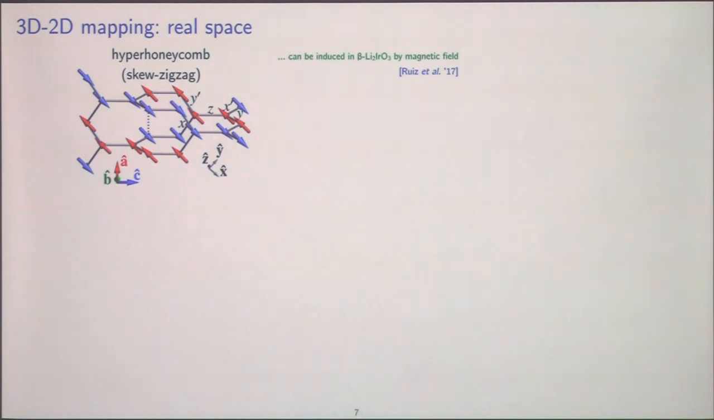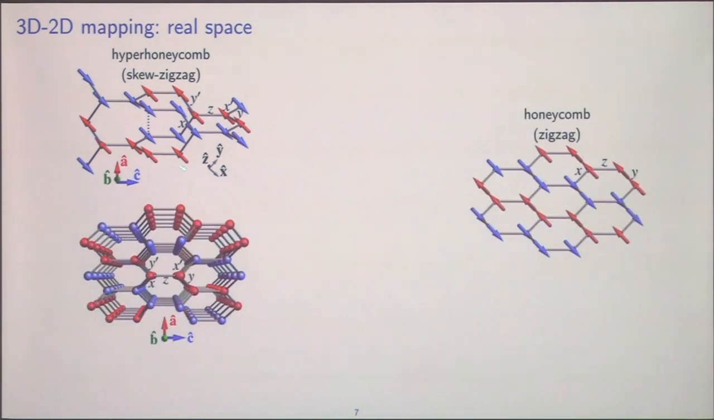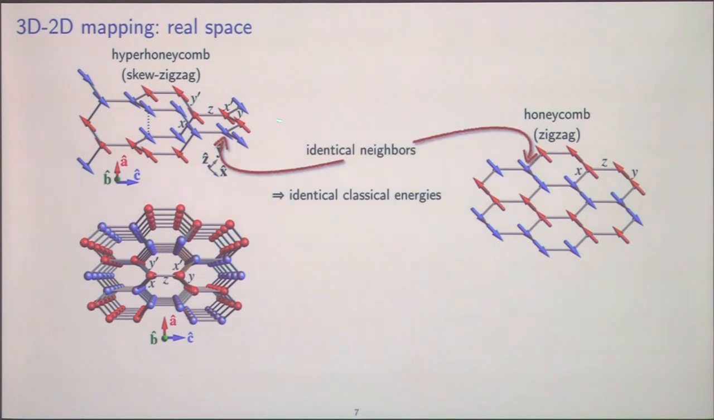If you rotate this lattice and view it from a different direction, what you see is that it looks as if it were a honeycomb lattice. And that is the basic ingredient of this 3D-2D equivalence: when you consider a single site in this particular state, it has identical neighbors compared from here to here. You see, for example, this blue arrow has one red arrow and two blue arrows, similar to here. So there are states which do not distinguish between living on a three-dimensional lattice or on a two-dimensional lattice. And if I consider for a moment just a nearest-neighbor model, then they will have identical classical energies.